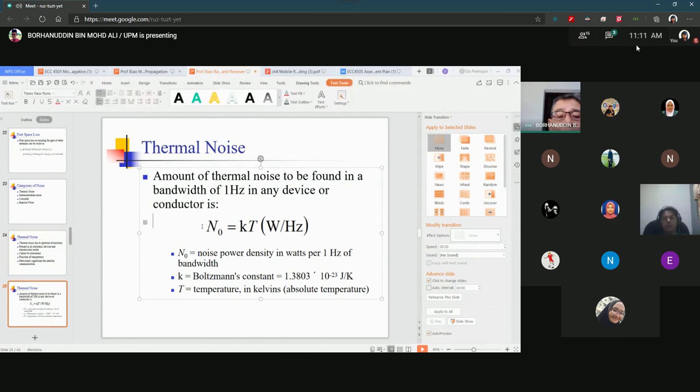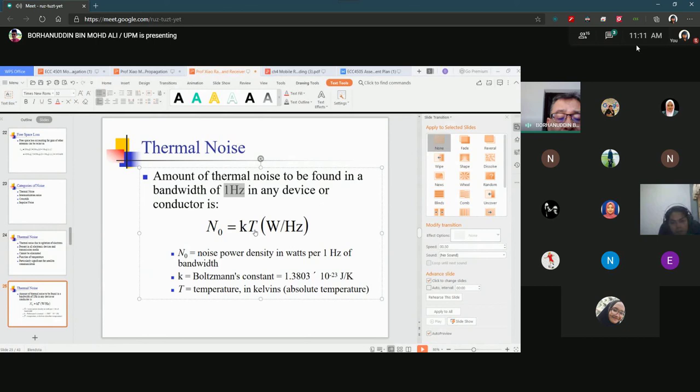So the amount of power normally is measured in 1 hertz of bandwidth, and that's called N naught. And it's given by this KT times B, where B is 1 hertz. So K is a Boltzmann constant, like this, and T is temperature in Kelvin, absolute temperature. You know the difference. Absolute temperature, it goes to minus 273 C. So the zero of Kelvin is minus 273. And therefore, at freezing temperature here, it's 273 Kelvin, which is equivalent to this K times T.